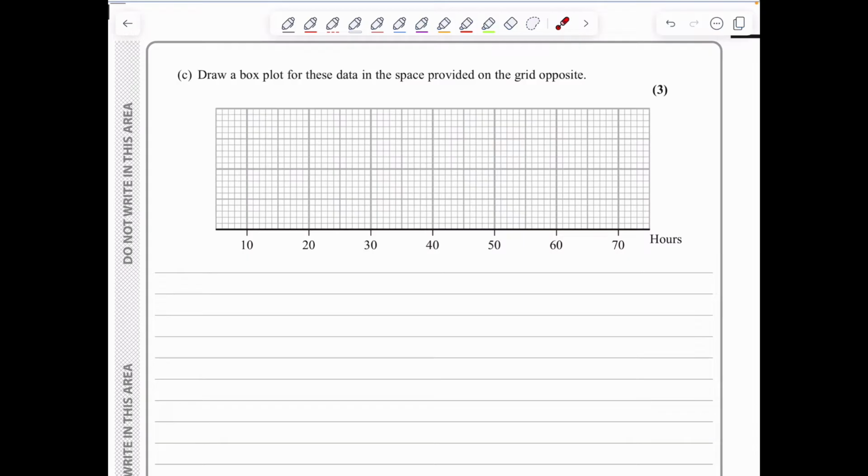In part C, we need to draw a box plot, and we will start by drawing the lower quartile, the upper quartile, and the median. So this is the box. And then we draw the whiskers, which extend up to the maximum and minimum observations that were not deemed to be an outlier. So on the left-hand side, we go up to 14, whereas on the right-hand side, we go up to 51. And then we indicate with crosses the position of the 2 outliers we found in part B.